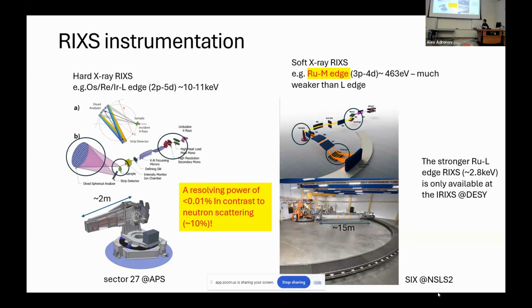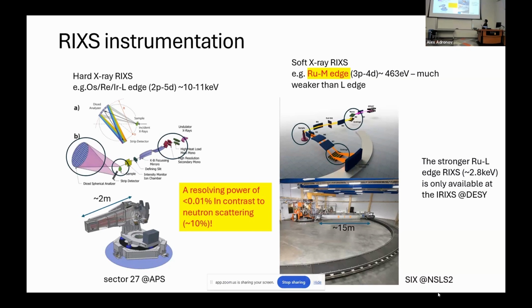All right, this also explains why ruthenium, which is what I'll be focusing on today, is difficult. It's because the ruthenium L edge is 2.8 keV, and the wavelength there is too long to use this crystal optics efficiently. So you have to do some tricks with specialized optics to get a resolution down to even just 100 meV. Currently, there's only one place on Earth where you can do this, which is at RIXS at DESY. Given how competitive it is to apply for beam time, this is not an approach we take.